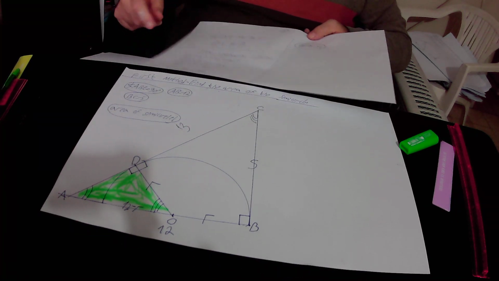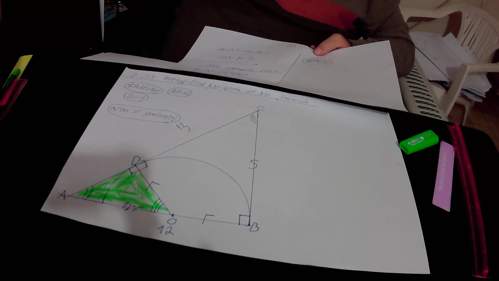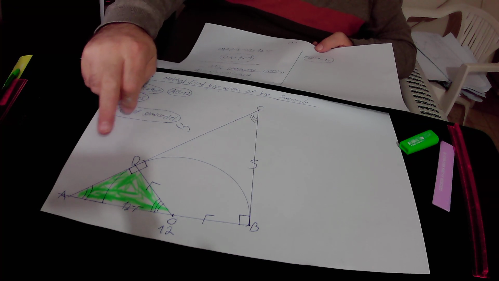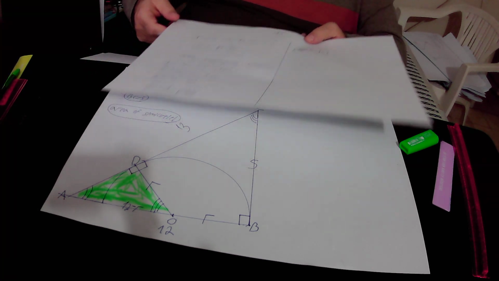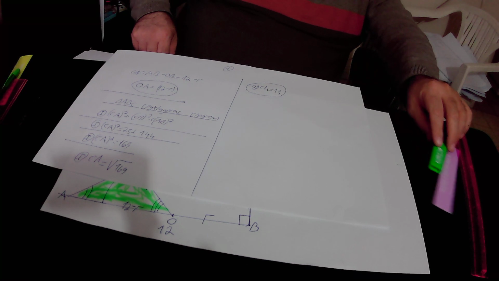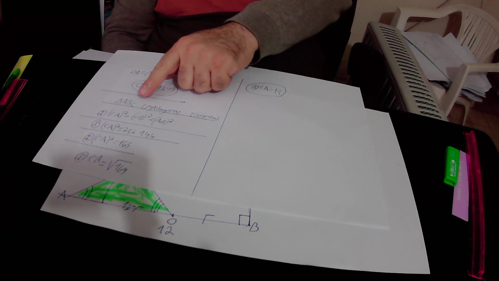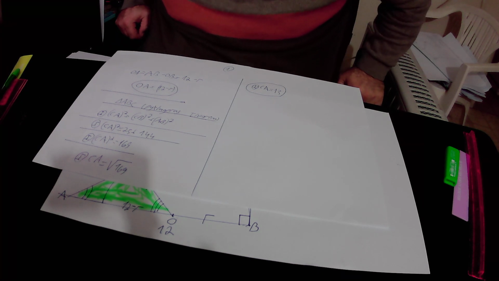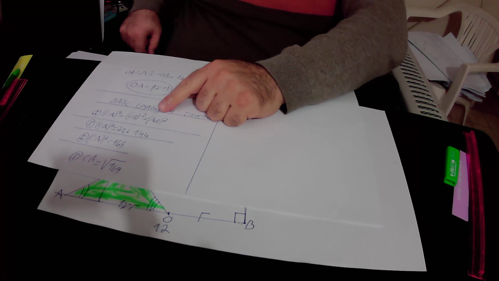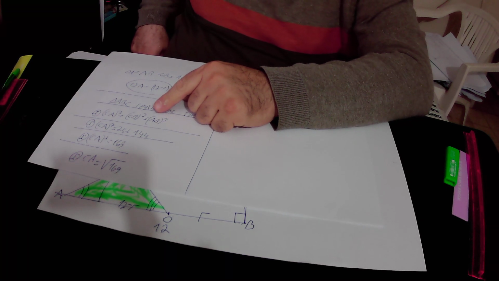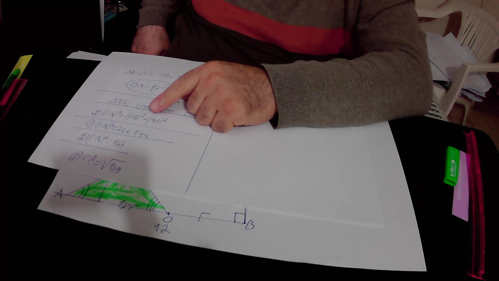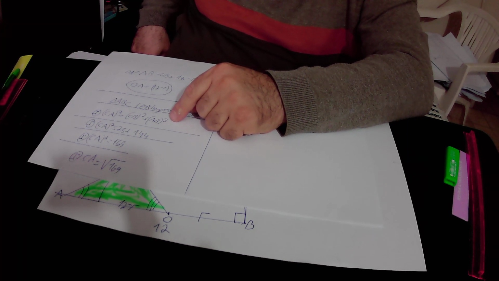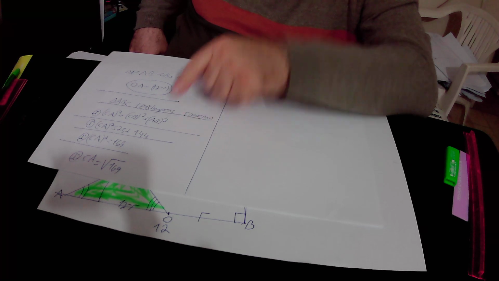Then we focused on the right triangle ABC in order to find the length of the hypotenuse CA. According to the Pythagoras theorem, the square of the hypotenuse equals the sum of the squares of the perpendiculars. That is to say CA square equals CB square plus AB square. CB equals 5 units, so CB square is 5 square, which is 25. AB equals 12 units, given in the question, so AB square is 12 square.